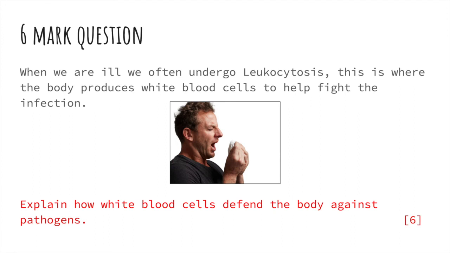It says when we are ill, we often undergo leukocytosis. This is where the body produces white blood cells to help fight the infection. This was what I was talking about earlier, when your white blood cells go up. You don't really need to know about it. It's just a way of the question getting to the important bit, which is explain how white blood cells defend the body against pathogens. Okay. So your exam question in today's assignment isn't exactly like this, but you get asked it in a slightly different way. This is the toughest form of this question, so I thought we'd go through it together.